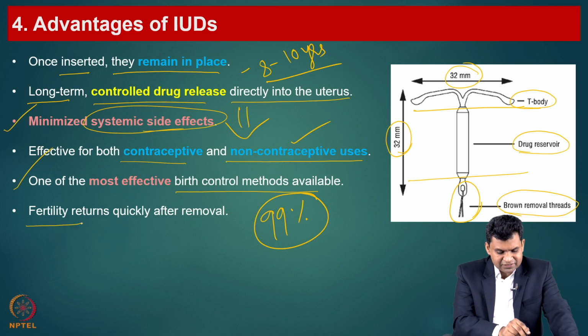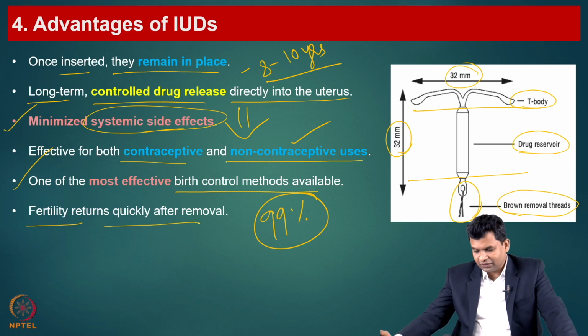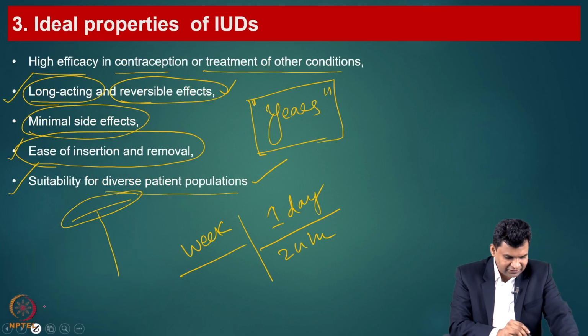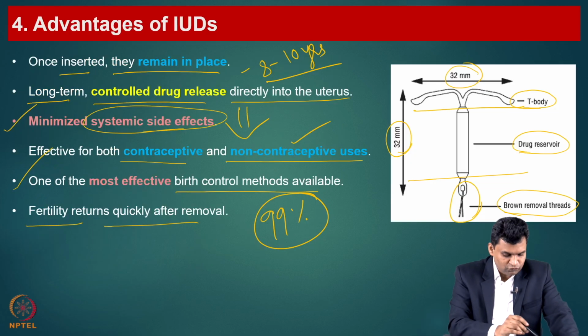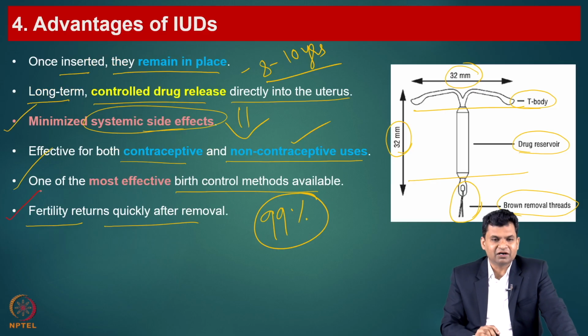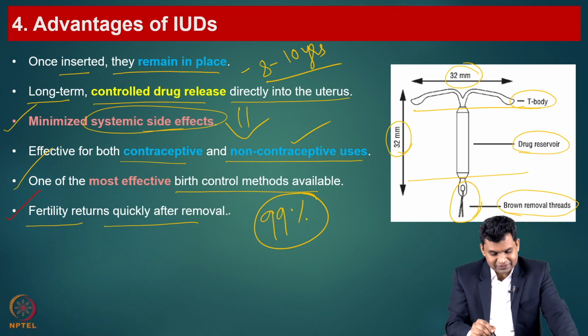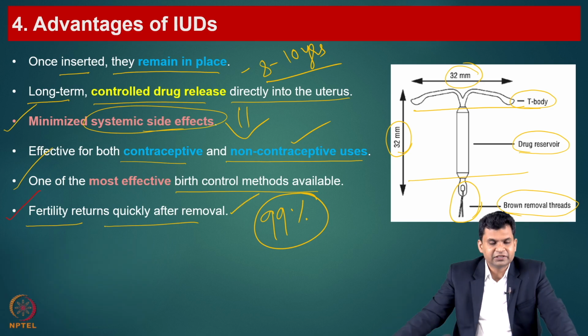Now, fertility returns quickly after removal. I think we have discussed this in the previous slide. That is called the reversible effect, which I want to highlight here. So, fertility returns quickly after removal. That is great news, you need not wait. Once you remove it, you will regain fertility, and that means it returns to the original pathway. So, it will not affect the daily cycle or period cycles after usage of intrauterine devices.